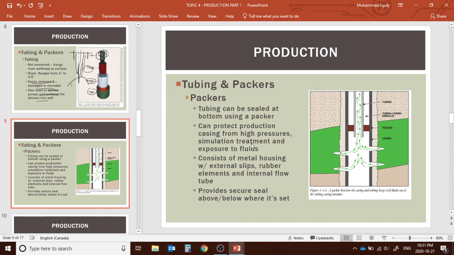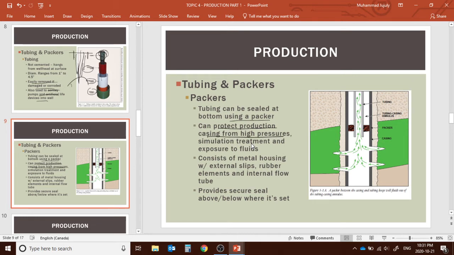So the tubing can be sealed at the bottom, okay, using the packers. So how is it like that? These are the packers, all right. So this is the tube, and the tubing can be sealed at the packers. Why? This is the question. Why should you do that? Why should you seal the tube with these packers? It is because it can protect the production casing from high pressure.